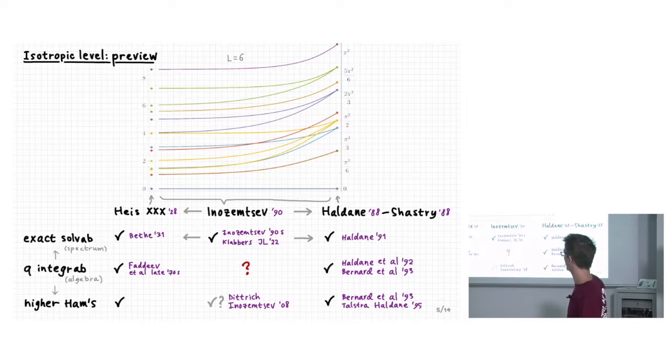It's exactly solvable. It was then found to be quantum-integrable, and in particular, you can explicitly write down higher Hamiltonians. For Inozemtsev, it is known to be exactly solvable via a combination of the Bethe ansatz and some sort of things that happen at Haldane-Shastry.